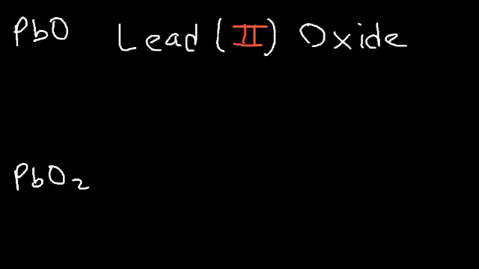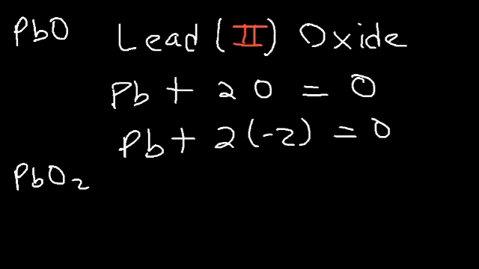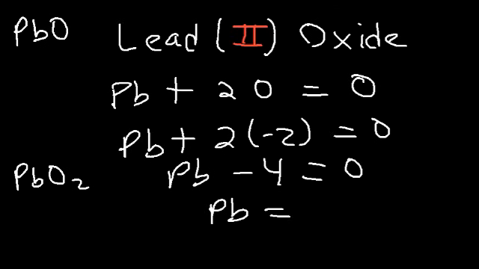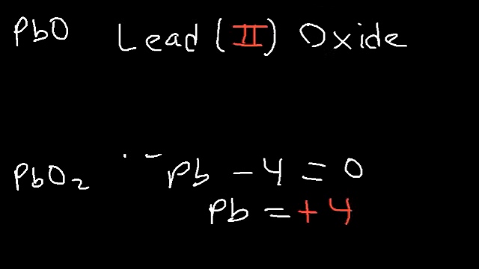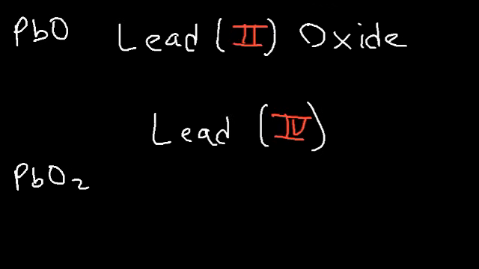So now, what about the other compound? Well, let's write an equation. So we have Pb plus 2 oxygen atoms is equal to 0. So let's replace O with negative 2. 2 times negative 2 is negative 4, and if we add 4 to both sides, Pb is in the plus 4 oxidation state. So therefore, to name it, it's going to be called lead 4 oxide.